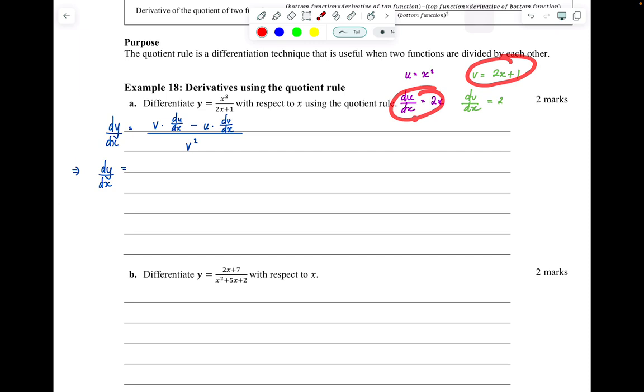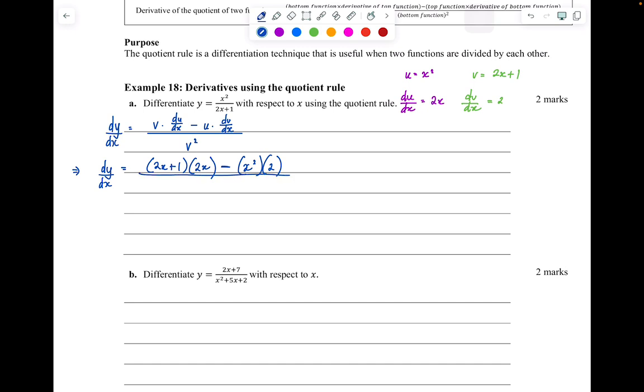So we've got v and du dx here. Let's write them in. We've got 2x plus 1 times 2x, minus, so we're up to this minus sign here in the numerator, u times dv dx, so we've got x squared times 2, all over v squared. Here's our v, and we just need to square it, which is 2x plus 1 all squared. I'm going to go to our next line again.